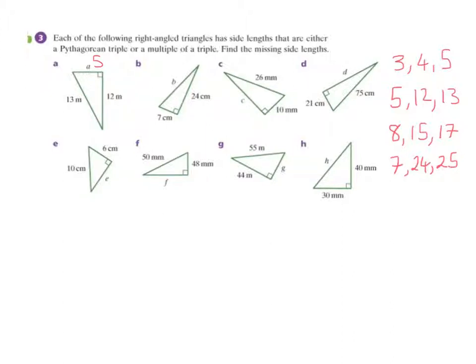Let's go back. Let's have a look at this one. 7, 24. Whoops, 7, 24. What must that one be? 25. So the idea of Pythagorean triples is a shortcut way of doing these without doing any working out. It becomes quite important in Year 11 and 12.